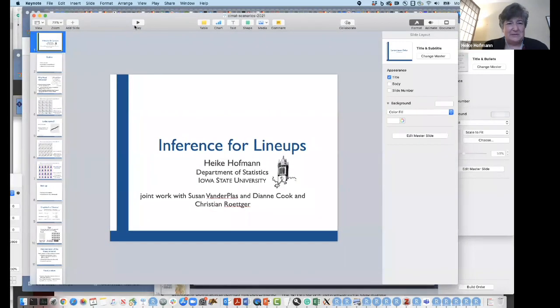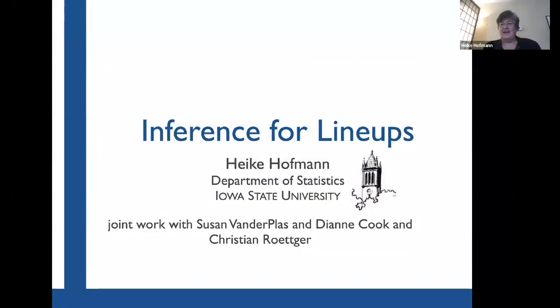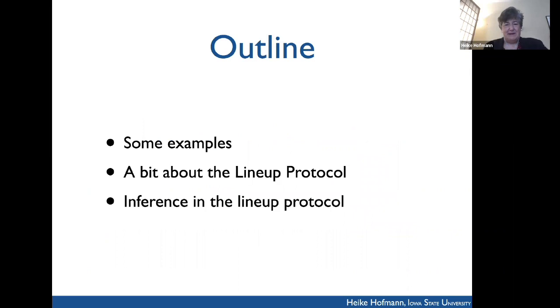So this talk is about, more specifically, how to draw inference from visualizations. This is joint work with Susan Vanderplas, who is an assistant professor at the University of Nebraska-Lincoln, with Diane Cook, who is at Monash, and Christian Rutger, who is in the math department here at Iowa State. I'll give a couple of examples of where we use the lineup, talk a little bit about the lineup protocol, and then I'll move into how we can actually draw inference in the lineup protocol.